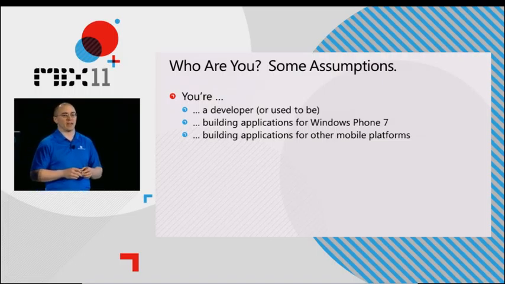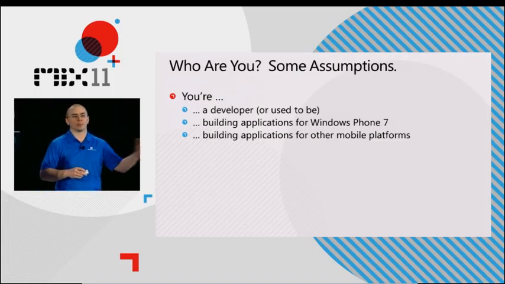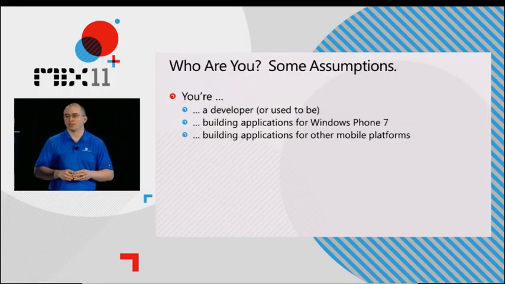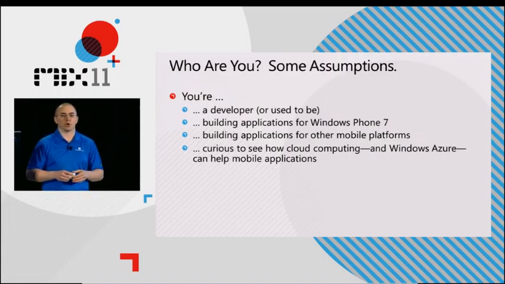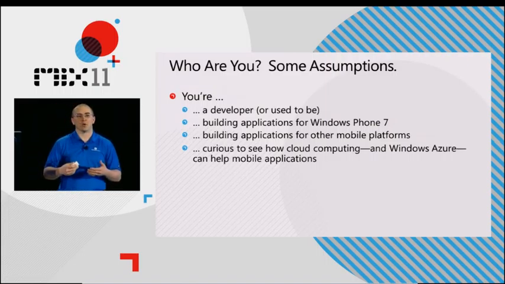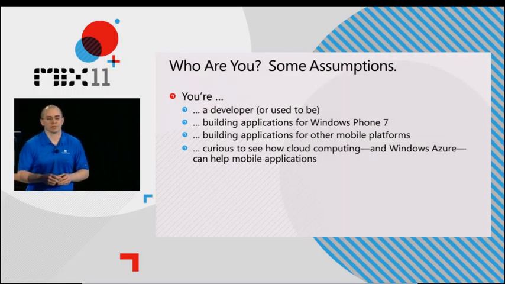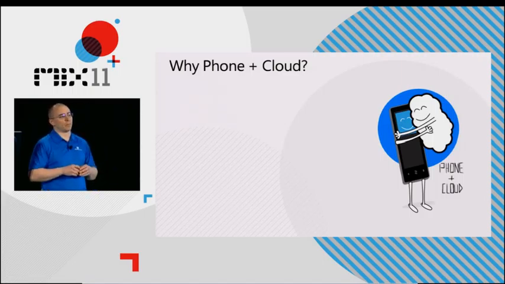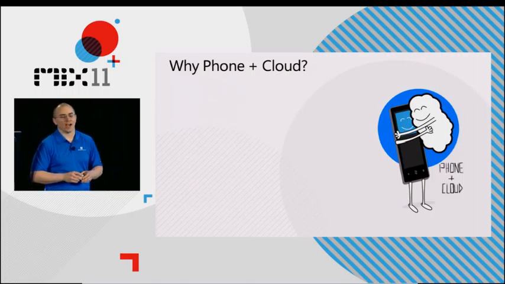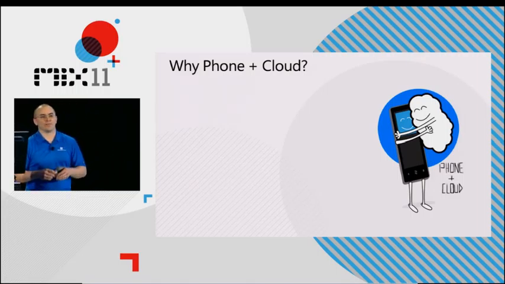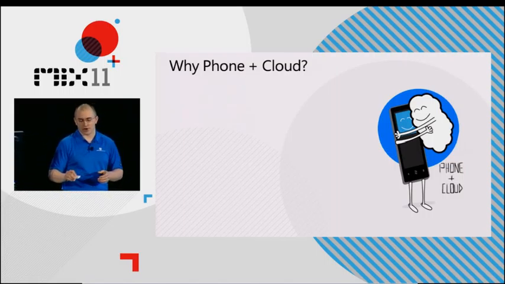Similarly, my assumption is that if you're building mobile and phone applications, you're probably looking at other mobile platforms as well. And so that might make using Windows Azure or cloud computing more compelling, because you're looking for a way to provide a set of core services that can be leveraged across different platforms. So one of the questions is, why the phone and cloud? Other than the fact that that picture is just incredibly cute and makes me smile every time I look at it, why are phone and cloud a compelling scenario?